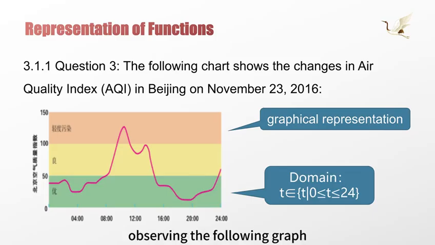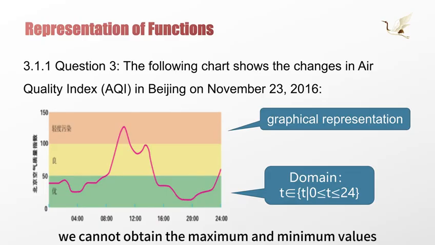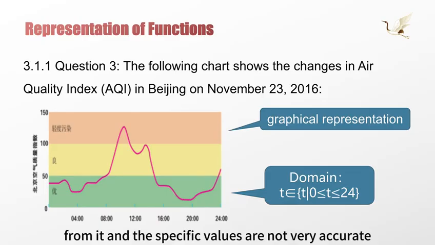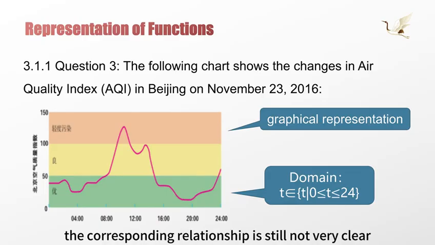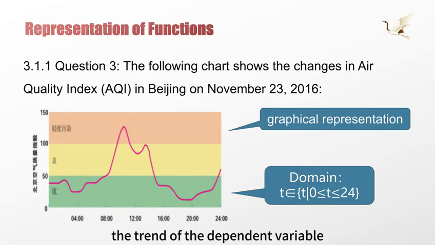Observing the graph, we cannot obtain the maximum and minimum values from it, and the specific values are not very accurate. The corresponding relationship is still not very clear, but we can know the trend of the dependent variable y with the independent variable x.